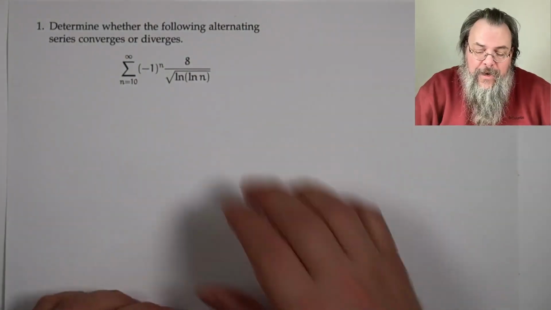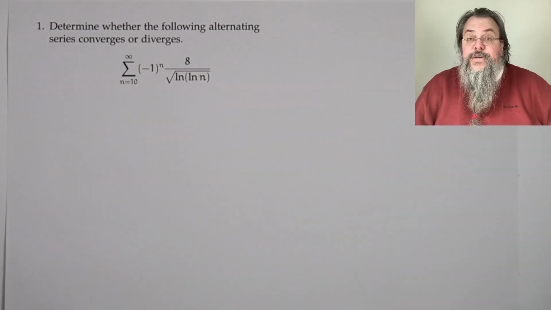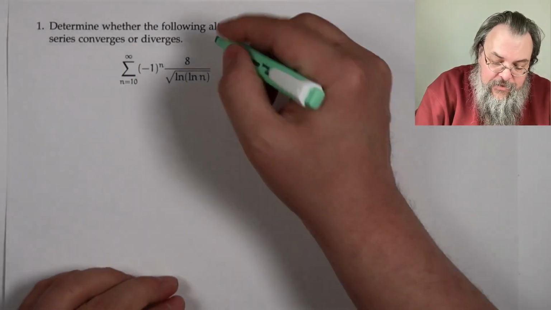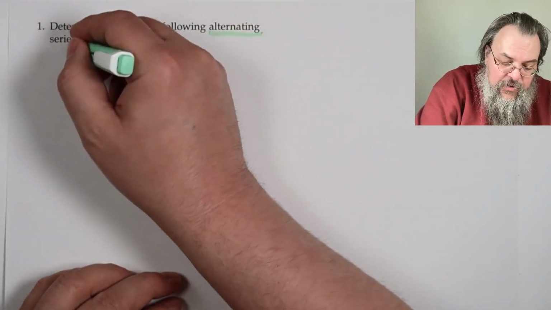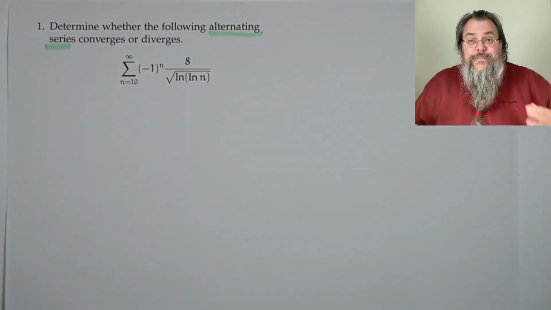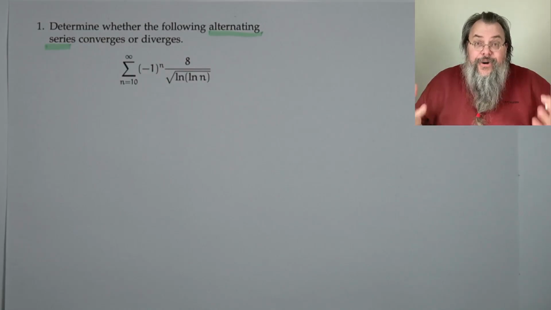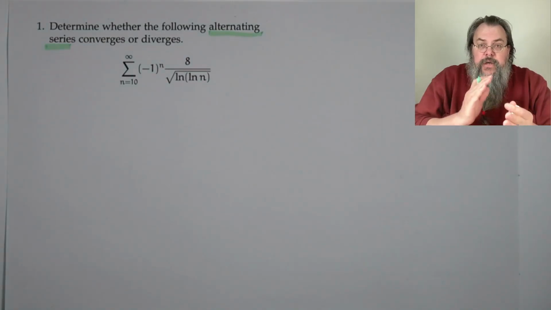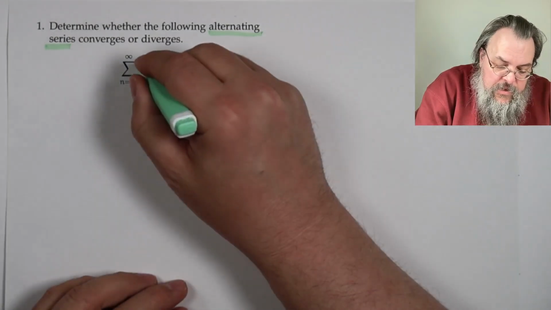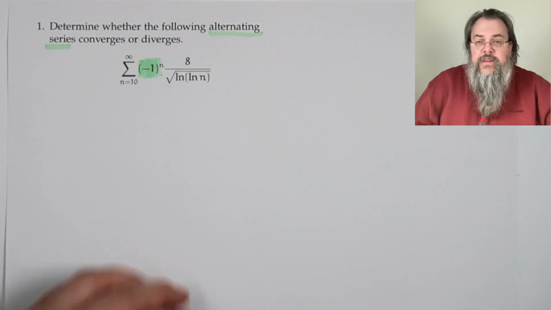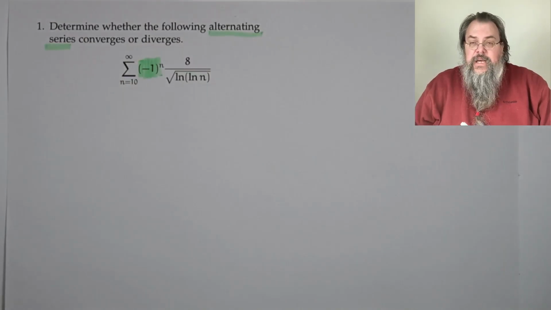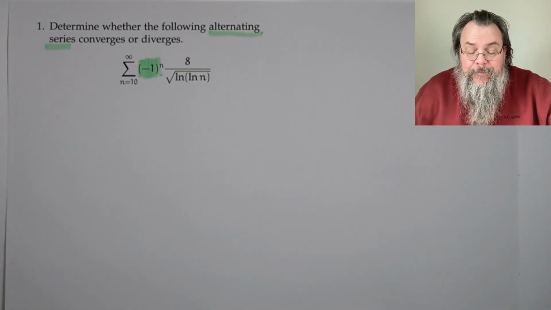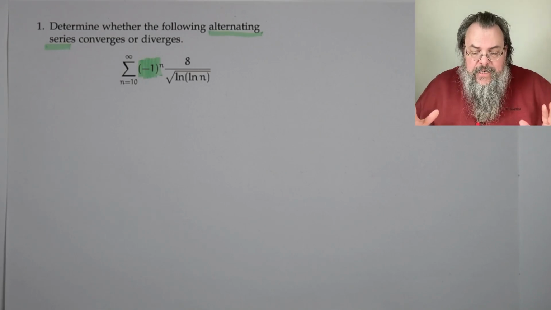Determine whether the following alternating series converges or diverges. So we know this is going to have something to do with an alternating series because they were very clear about it. Now, what does it mean to be an alternating series? Alternating means you're switching plus, minus, plus, minus. In other words, you should expect something that looks like a minus 1 to the n in some way, shape, or form lurking around somewhere. Okay, so that's what we mean by alternating.